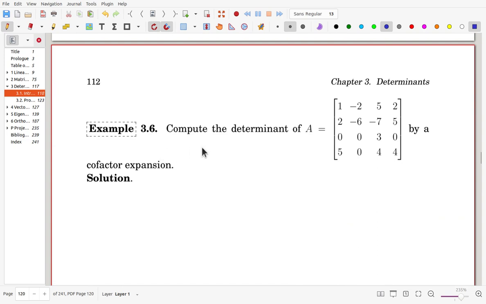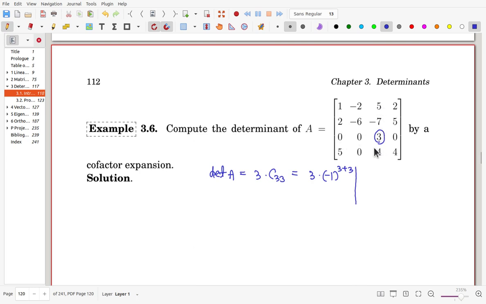Now compute the determinant of A by a cofactor expansion. Here you can see the third row has only a single non-zero entry, 1, so we may use that one. So the determinant of A is 3 times C33, that is the 3 by 3 position.